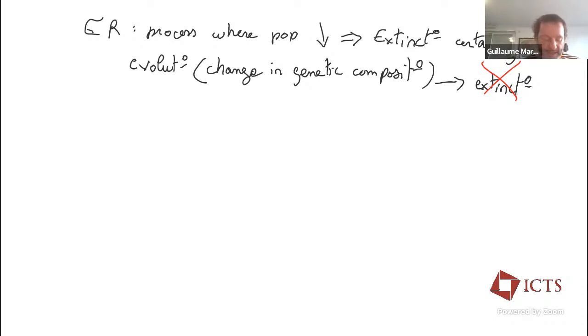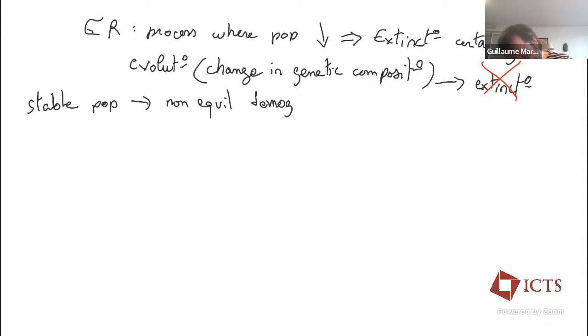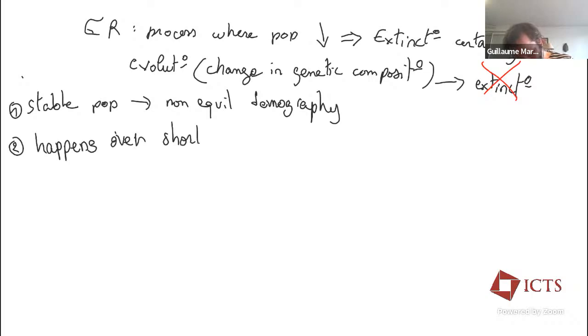So that means that a lot of the population genetics that we are used to, which are based on, say, the Wright-Fisher model, etc., they are in stable populations. So we go from stable populations to non-stable, non-equilibrium demography. That's the first thing. Another aspect is that it happens over time scales that are short, that are the demographic time scale. So that means that we must also have non-equilibrium evolution.